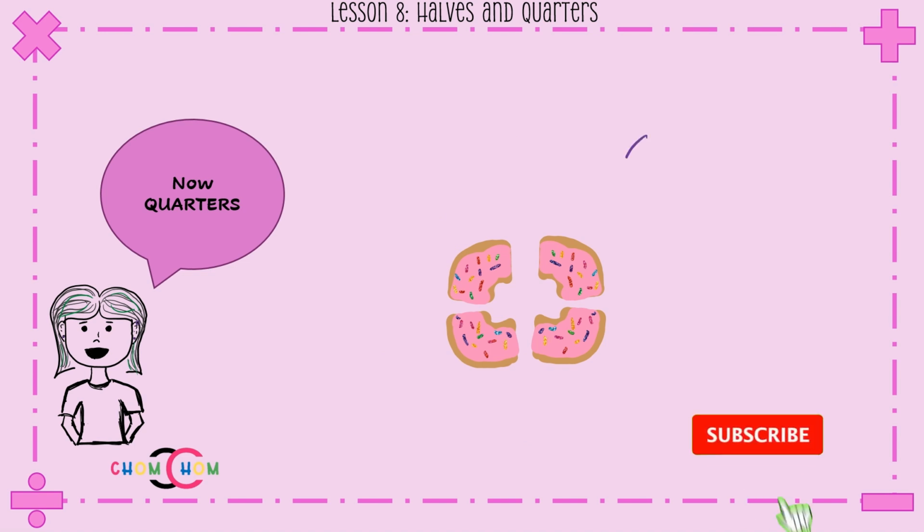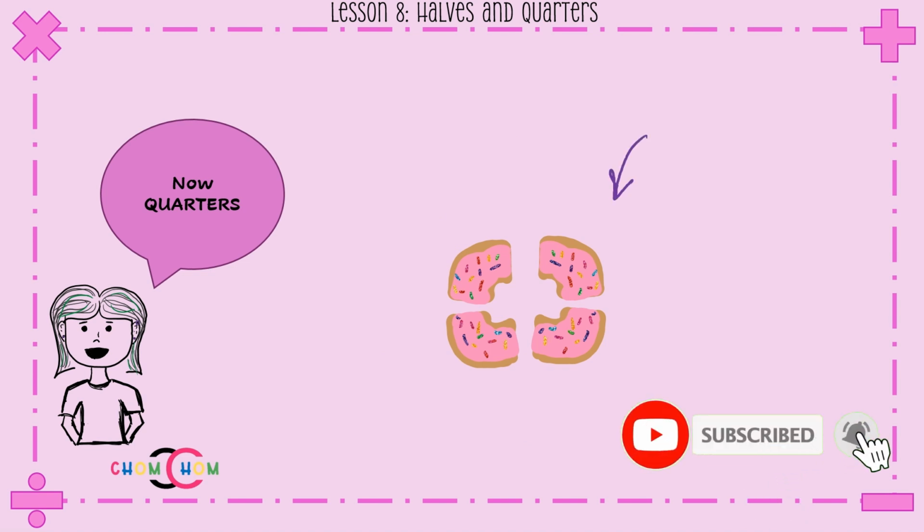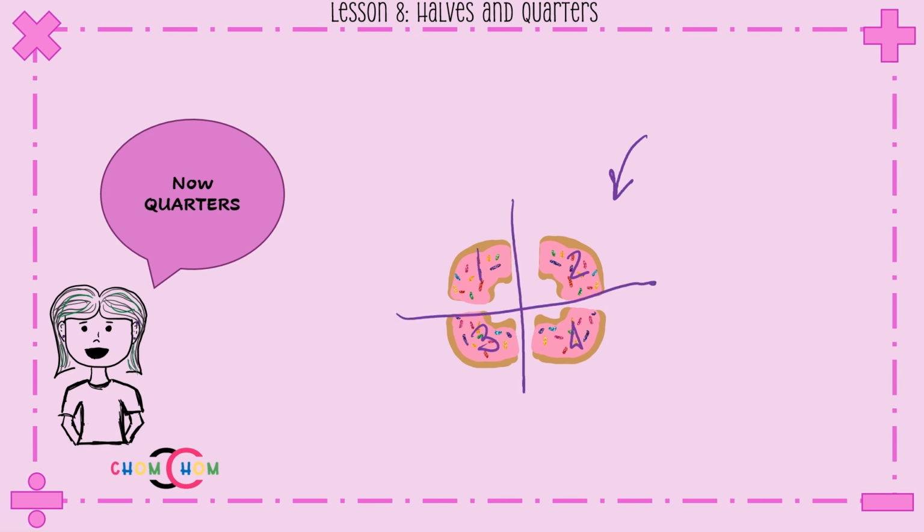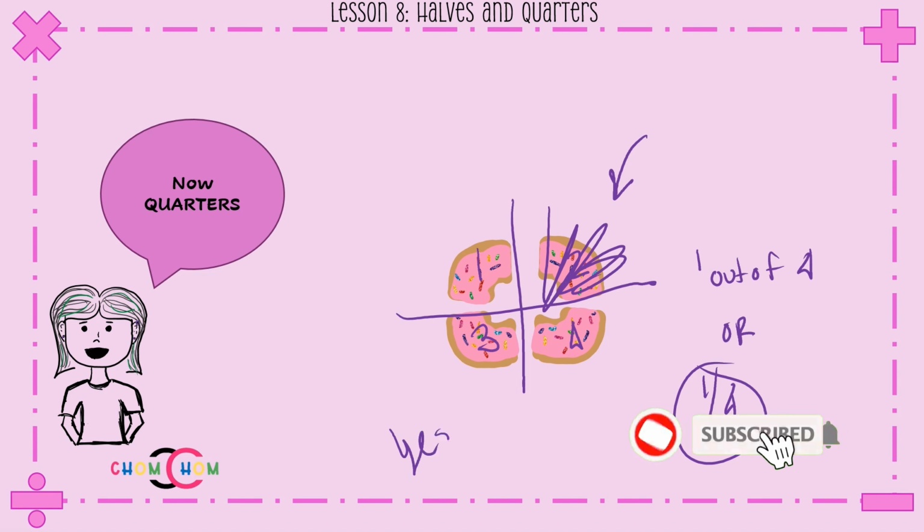Is this donut in fourths or quarters? Let's first count the pieces. 1, 2, 3, 4. So this is split into 4 pieces. So if I ate 1, I would eat 1 out of 4, or 1/4. So yes, this is in quarters.